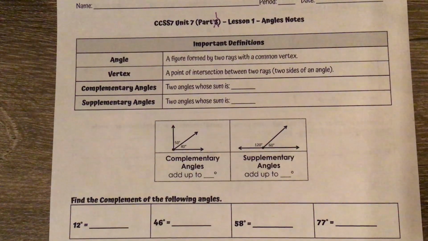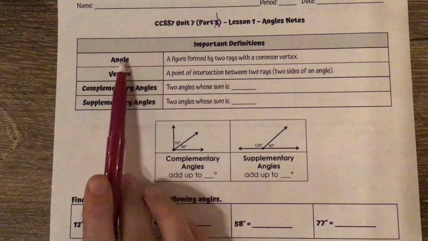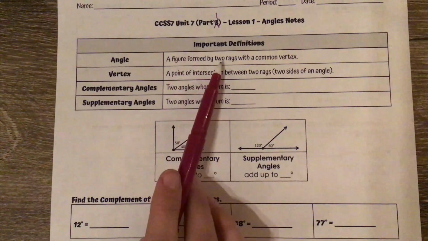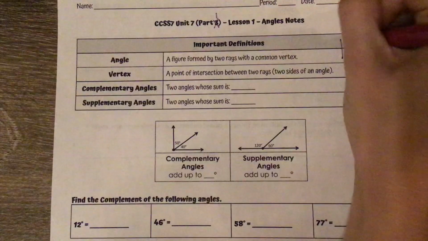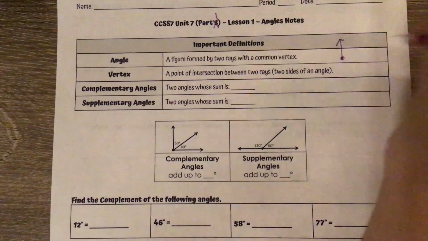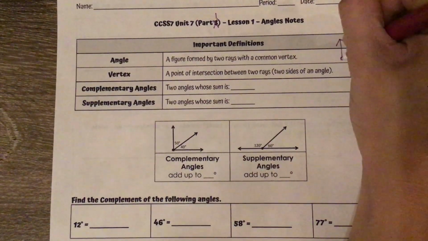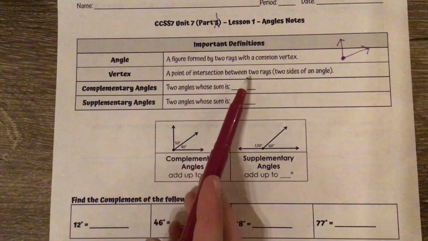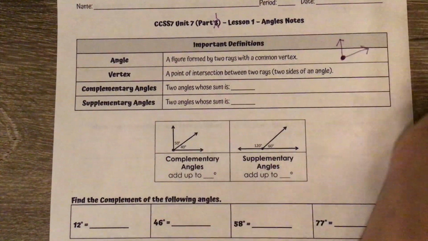For lesson 1, we are going to be looking at different types of angles. So we've got all of these important definitions here. Obviously, first, we need to know what an angle is. It's a figure formed by two rays with a common vertex. So a ray is basically like an arrow. So we've got two arrows with that common vertex. Vertex is a point of intersection between two rays, or the two sides of an angle, so that point there.